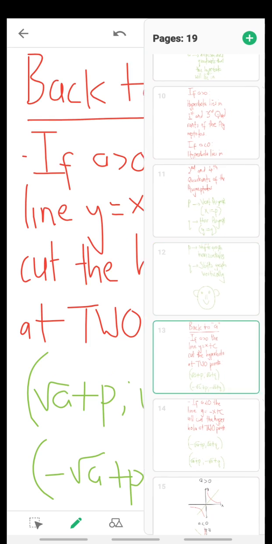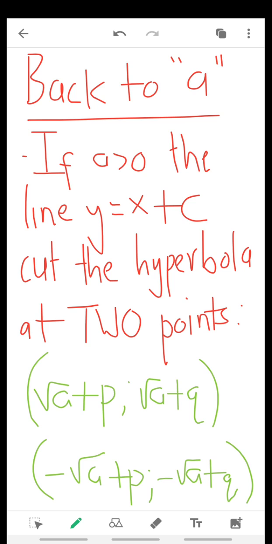And then let's go back to A and just talk about A. Remember A, we said it tells us which quadrants our two-piece function will lie in. So if our A is positive, we said our two-piece function will lie in the first and the third quadrants of the asymptotes. And as a result, our line of axis of symmetry will intersect the two pieces at 2 points. 1 point in the first quadrant, another point in the third quadrant, and as a result, the equation will be y equals x plus c of the axis of symmetry.